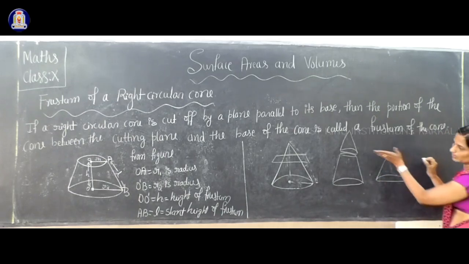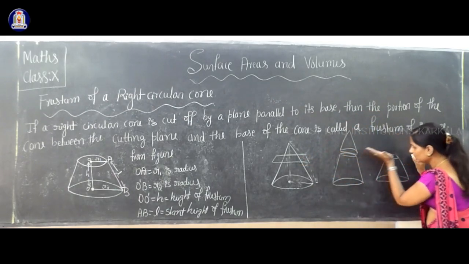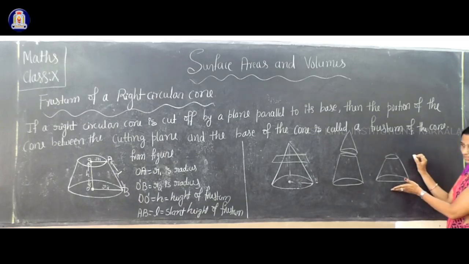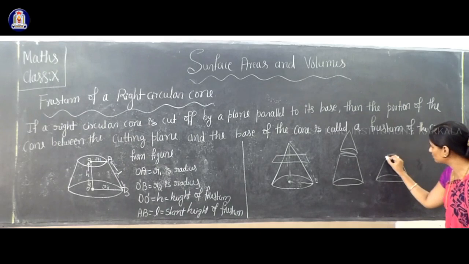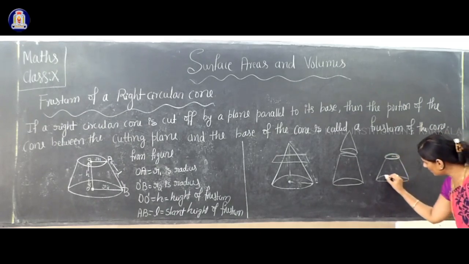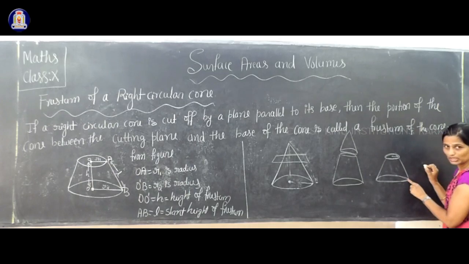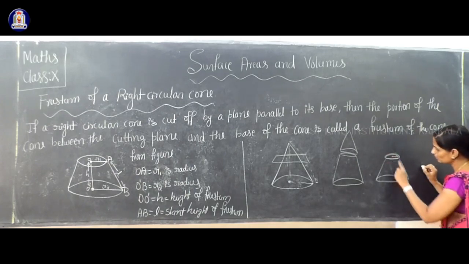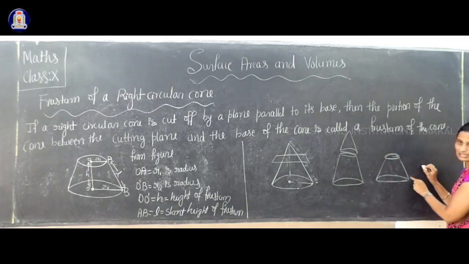So this is, if I remove this small cone from this bigger cone, the remaining part is called the frustum of the cone. In this, what are the parts? What is the shape of this one? The shape of this is a circle, and the shape of the base is also what? Circle. So therefore this part is radius, this is also radius, and the distance between the centers of the two circles is the height of the frustum, and this is the slant height.